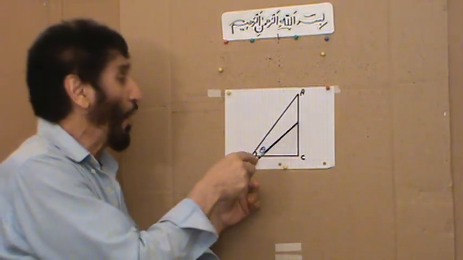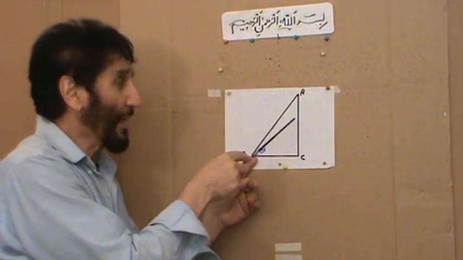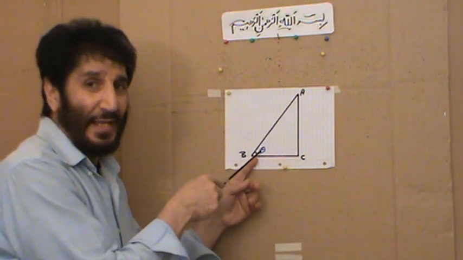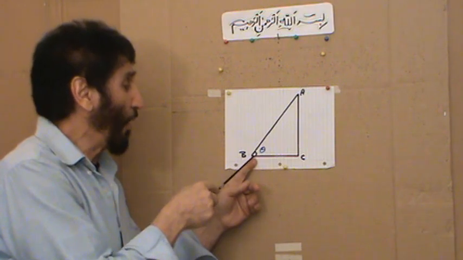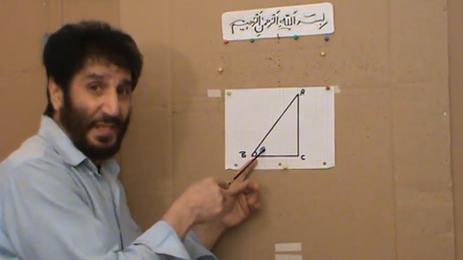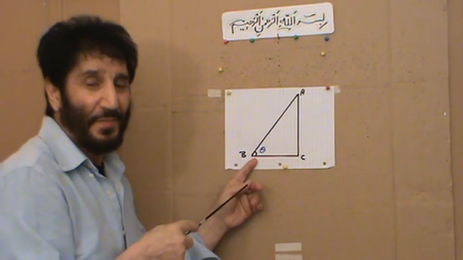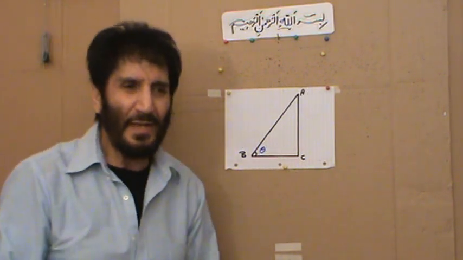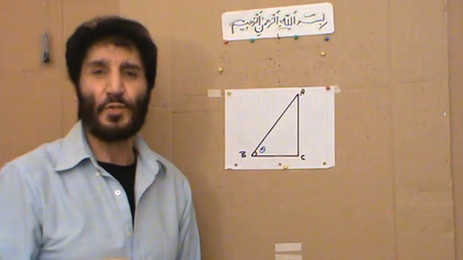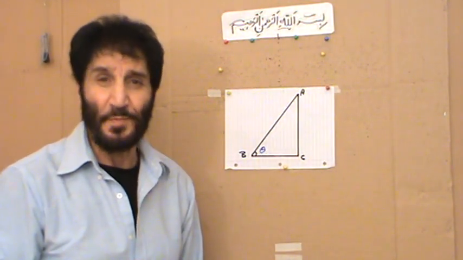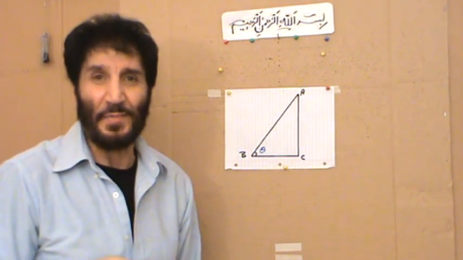The ratio of the opposite side to the hypotenuse, the ratio of this side to this side, is called sine of this angle. And the ratio of the adjacent side of this angle to this hypotenuse is called cosine of the angle. Now, some students say sine squared plus cosine squared equals 1. That is not true, because I can give a counterexample.